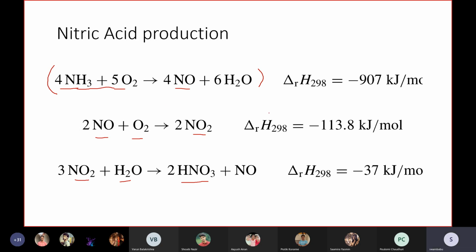Now if you can see, all are exothermic reactions. Any oxidation reaction is an exothermic reaction. So this is an exothermic reaction, this is an exothermic reaction. And all are irreversible reactions.